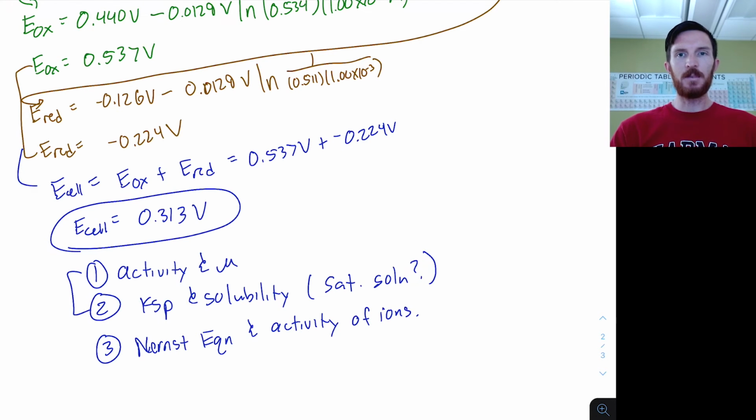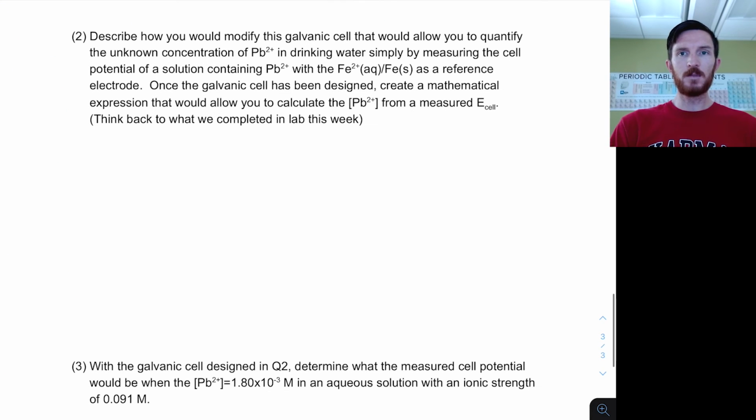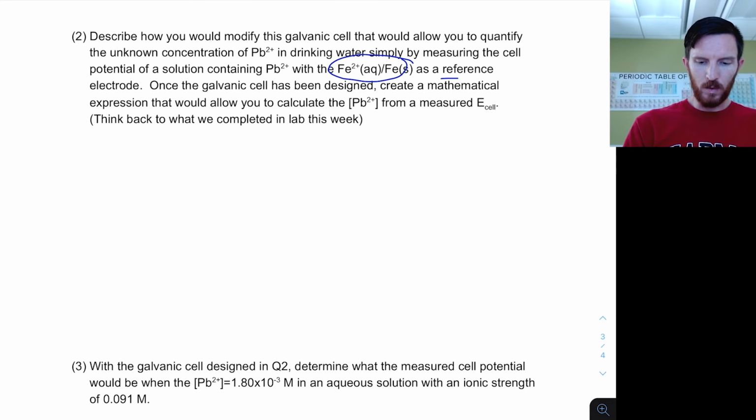Now the second step is thinking, well, we measured the cell potential for known concentrations. Can we use this information to identify something unknown? And so that's our second proposed idea here. We want to figure out a way to identify the concentration of lead ions in a solution when we compare that to our iron 2+ as a reference electrode.